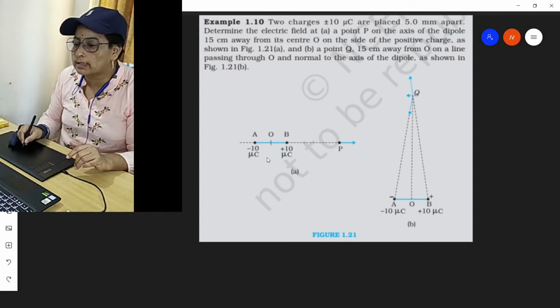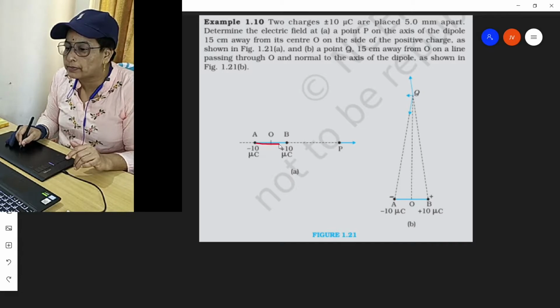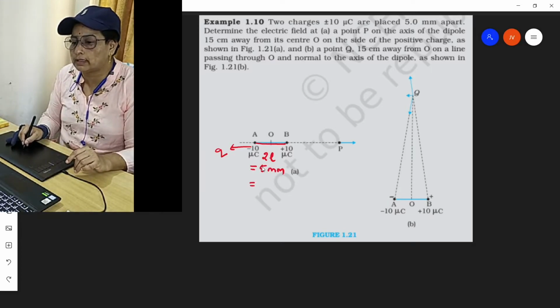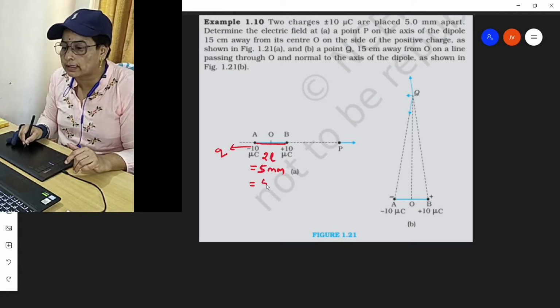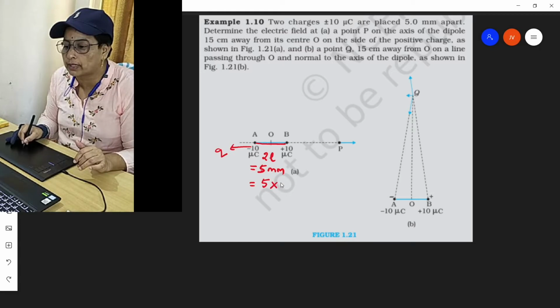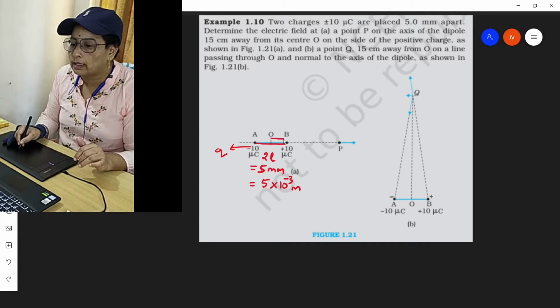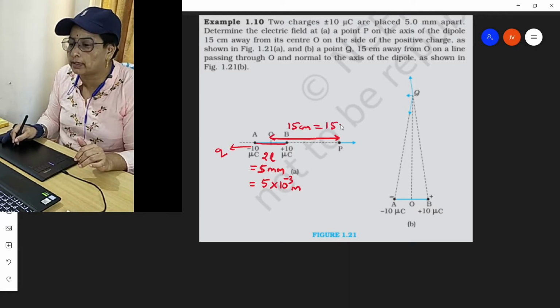So what is given to us? Let me make it clear. We are given q, which is 10 microcoulomb, and the distance twice l is 5 millimeter, which we can write in meters as 5 by 1000, so 5 into 10 to the power minus 3 meters. What else is given to us? The distance of point P from the center of the dipole is 15 centimeter, which is 15 by 100, meaning 15 into 10 to the power minus 2 meters.